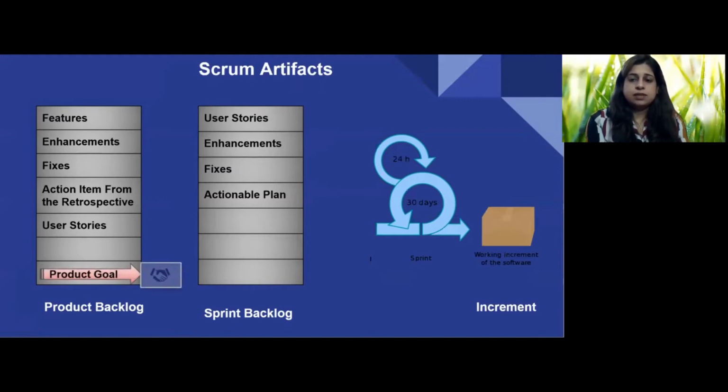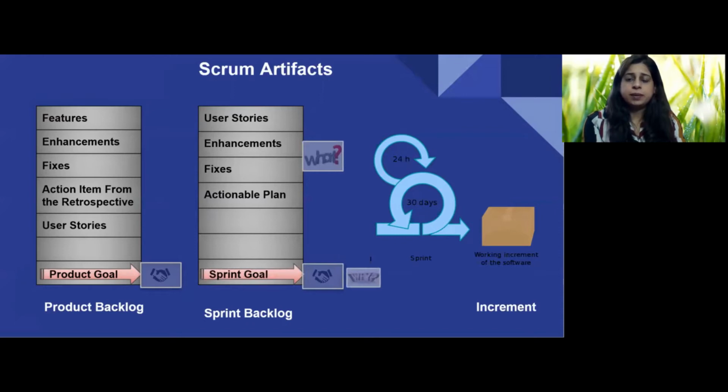The sprint backlog is composed of why, what, and how. The team picks user stories, enhancements, and fixes which can be completed in one sprint, and that becomes the what for the sprint backlog. The sprint goal becomes the why and the commitment for the sprint backlog.